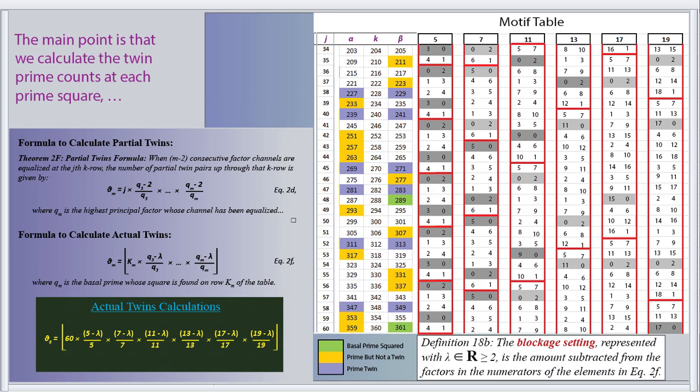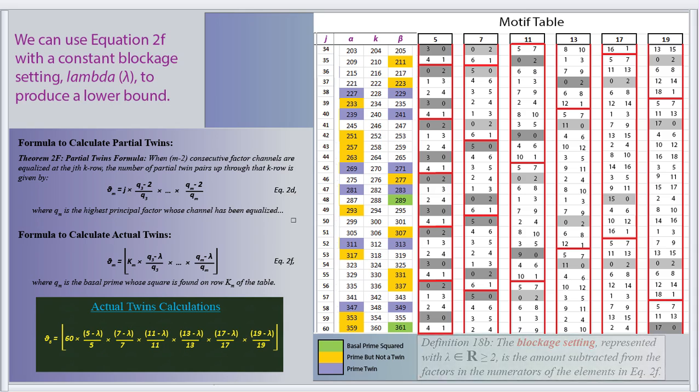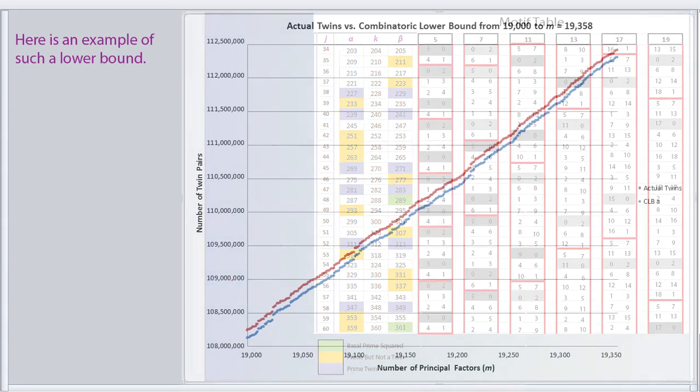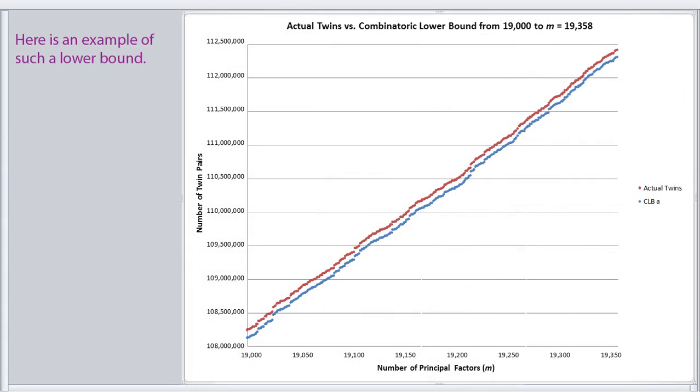The main point is that we calculate the twin prime counts at each prime square because that is the point at which we must increment m and add a new term to equation 2f. We can use equation 2f with a constant blockage setting, lambda, to produce a lower bound. Here is an example of such a lower bound.